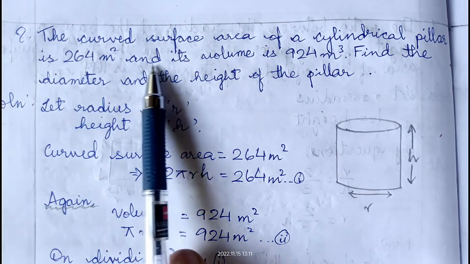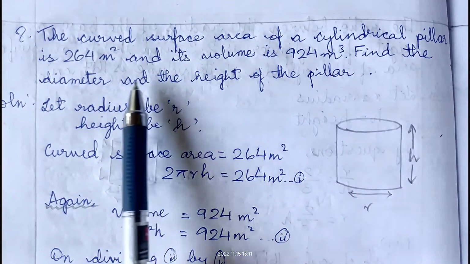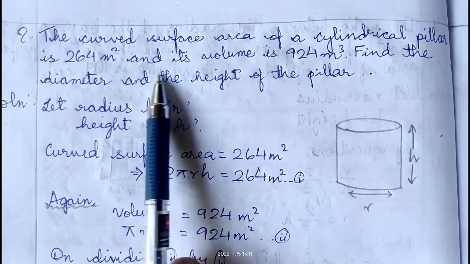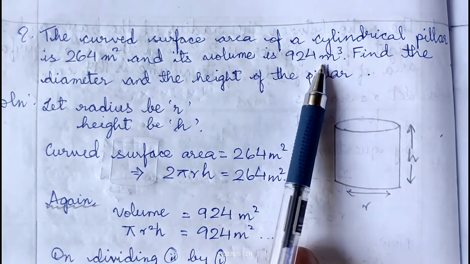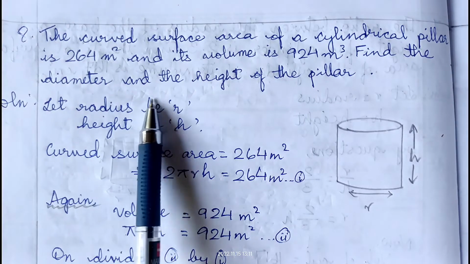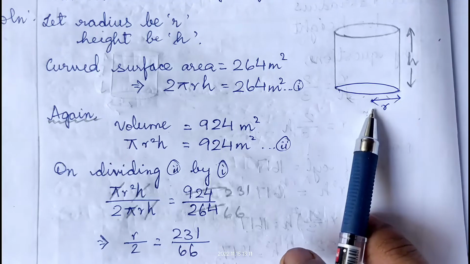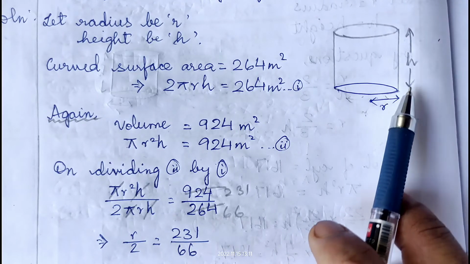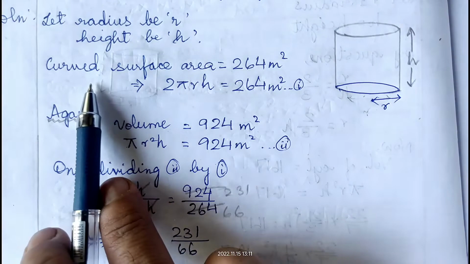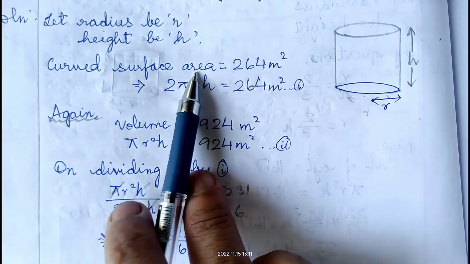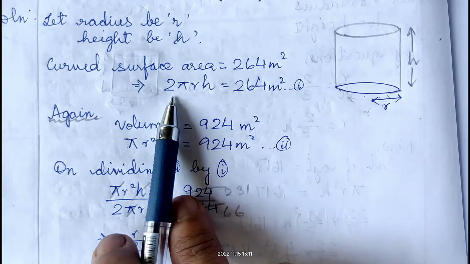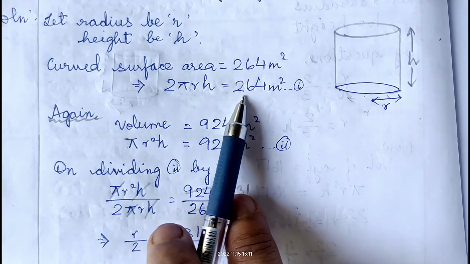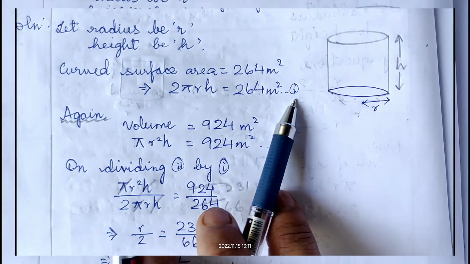Question number 8. The curved surface area of a cylindrical pillar is 264 meter square and its volume is 924 meter cube. Find the diameter and the height of the pillar. Suppose this is a cylinder whose radius is R and height is H. Now in the question it is given curved surface area is 264. Therefore 2 pi RH equals 264 meter square. Let it be equation number 1.